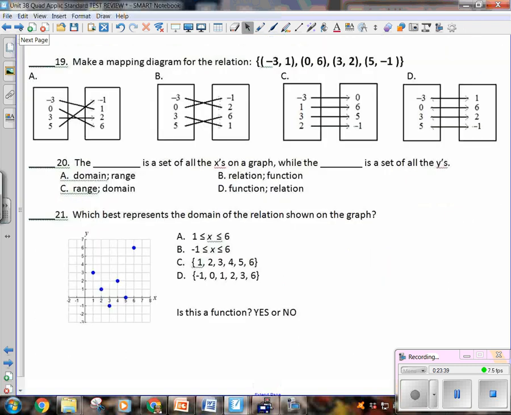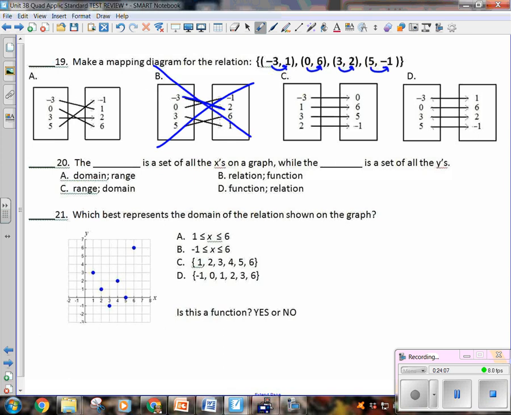Keep going. Hopefully it's making sense for you. Make a mapping diagram for these. And this is just simply relations of numbers. -3 is related to 1. 0 is related to 6. 3 is related to 2. And 5 is related to -1. When you do your mapping diagram, they do like to see the numbers in numerical order. If I glance here at letter B, -3 is actually related to 2.